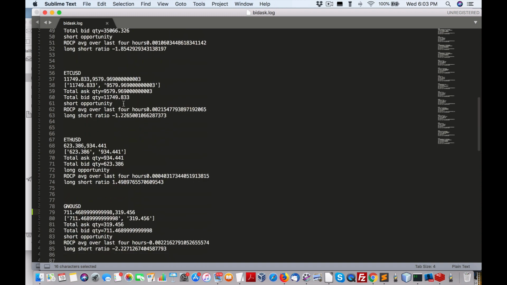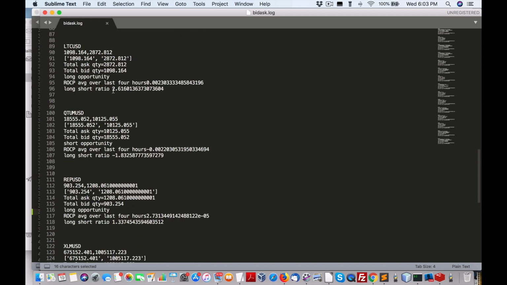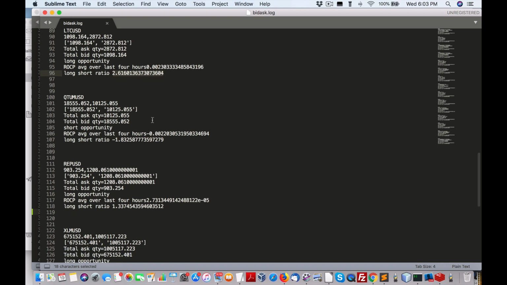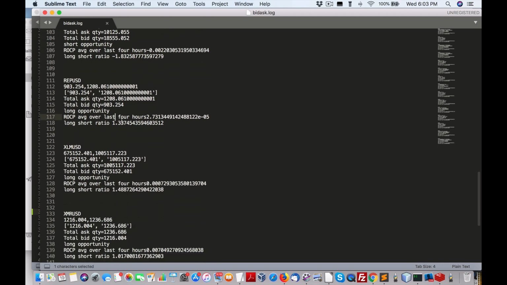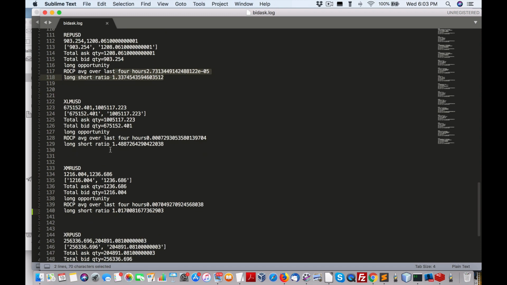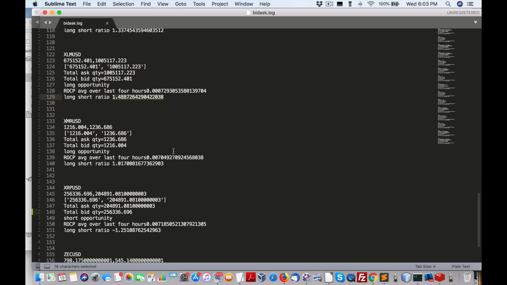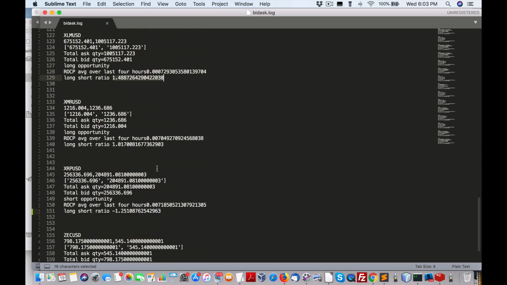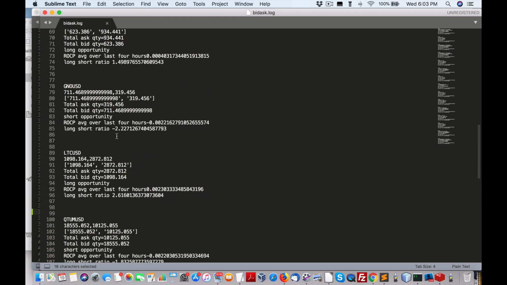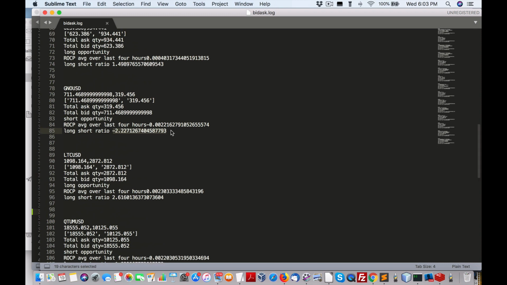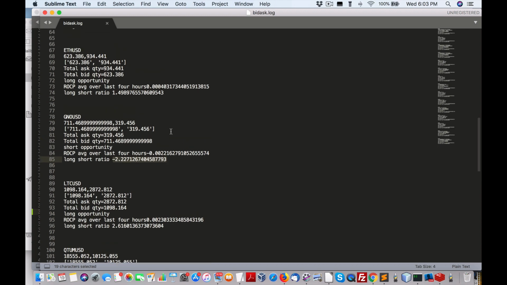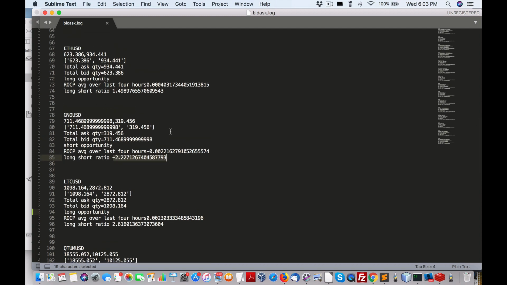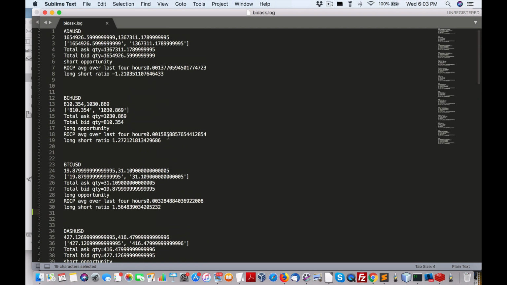So the stronger the ratio, for instance, Litecoin at 2.6 is much higher than, let's say, REP-USD or XLM, which is Stellar, or any of these other ones. And the same thing can be said, as I said, in reverse, like GNO-USD. That's obviously a short opportunity, and that's a pretty steep negative long-short ratio or bid-ask ratio. So this is one of those files that are really good to know about.